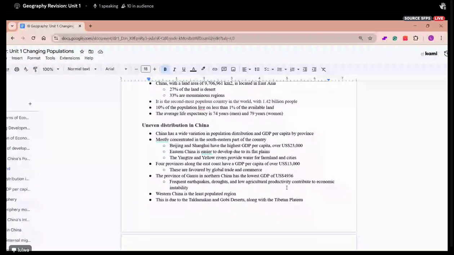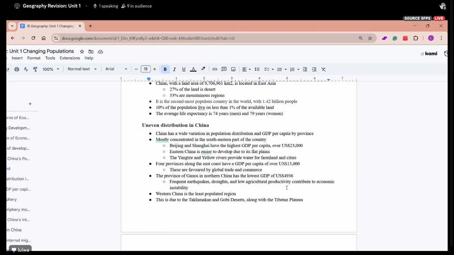So the case study is that there is uneven distribution in China. China has a wide variation in population distribution and GDP per capita by province. Mostly concentrated in the southeastern part of the country, you have Beijing and Shanghai, who have the highest GDP per capita. Eastern China is easier to develop due to its flat plains and because it's also bordering the ocean. You have the Yangtze River and the Yellow River, which provide water for farmland and for cities.